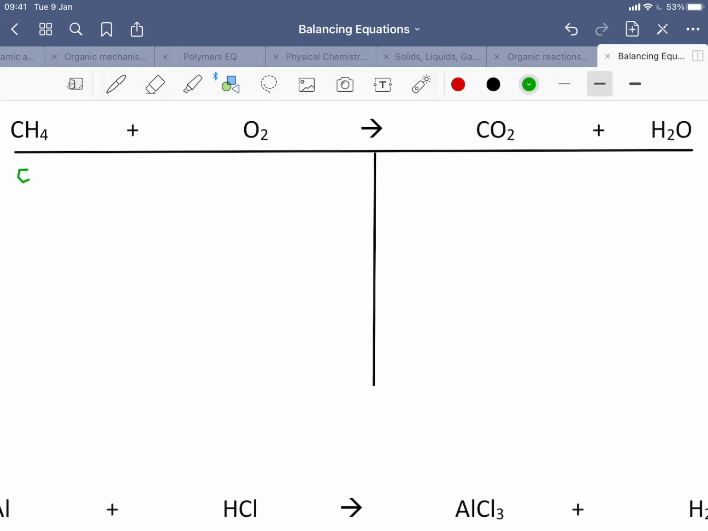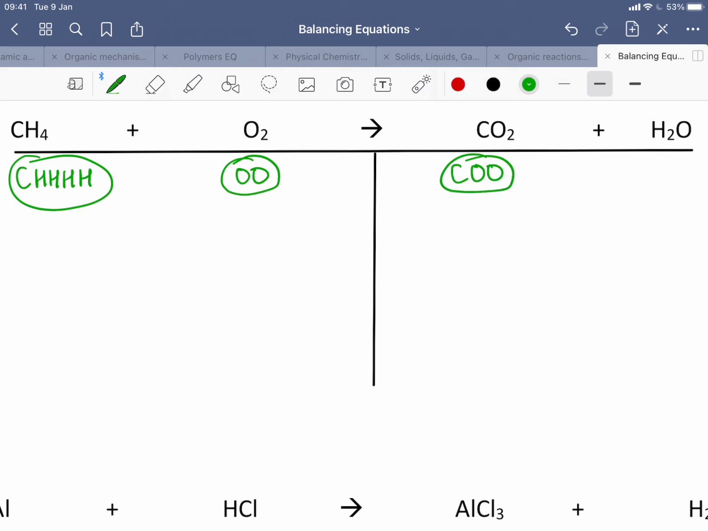So we've got a carbon and then I've got 4 hydrogens. Put my protective bubble around it. I've got 2 oxygens. Protective bubble. I've got a carbon and 2 oxygens. Put my bubble. And then I've got 2 hydrogens and an oxygen, water. Put my bubble.